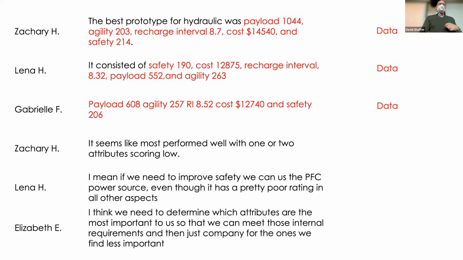Agility was 263, payload was 552. I don't actually know what those numbers mean in this context, but they're essentially ratings that you get back in some units that they're not talking about because they all share that information.